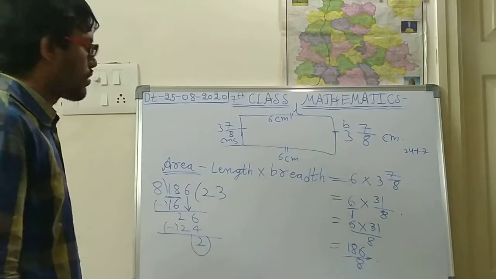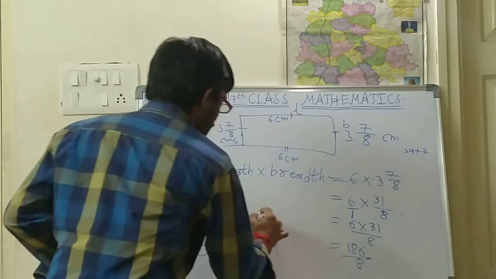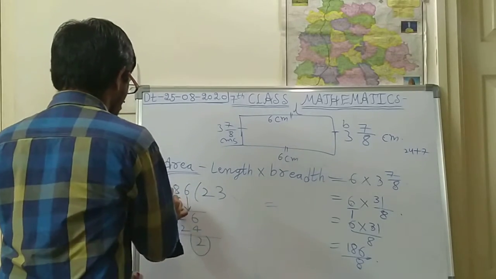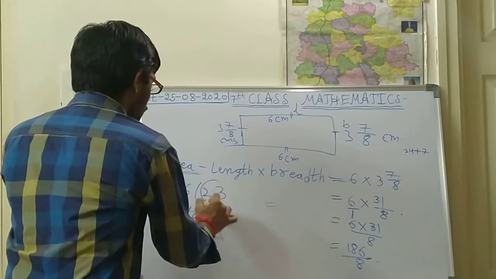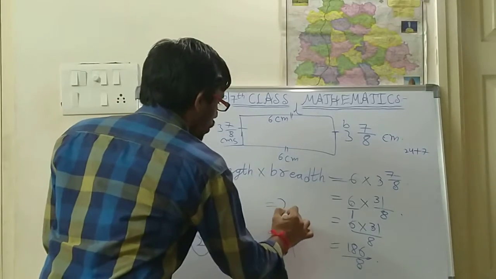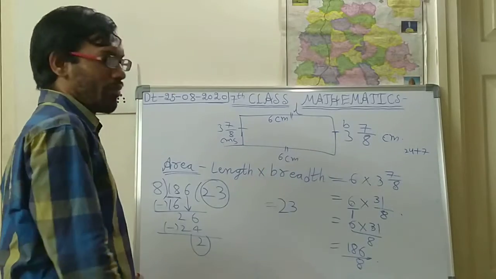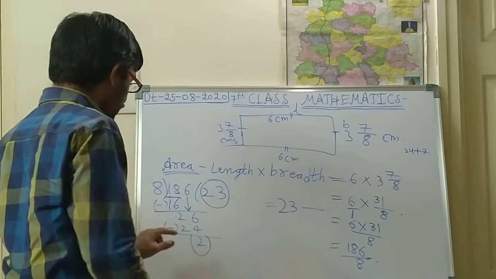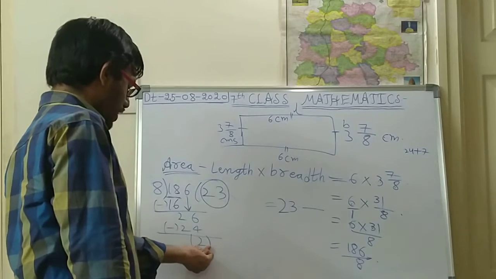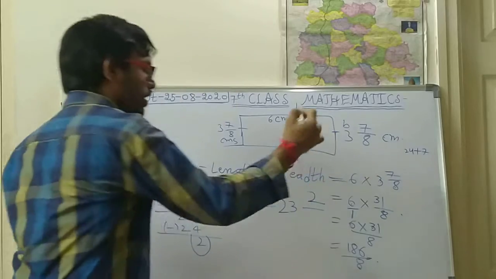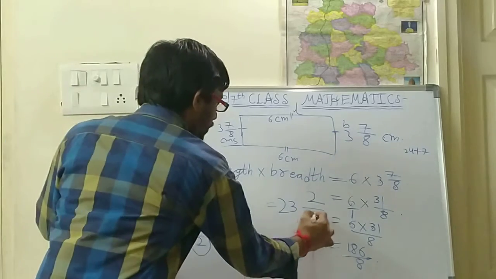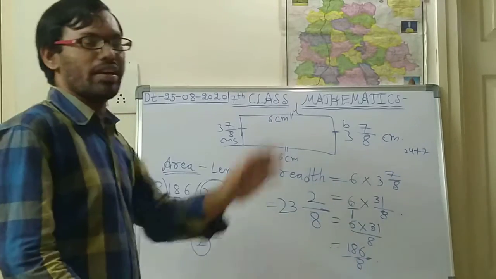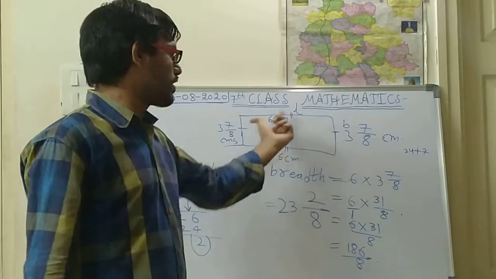So 2 is the remainder. Now you should change this into a mixed fraction. First of all, what should be the whole number? Whatever quotient we got should be the whole number. So 23 is the whole number. Next, the proper fraction: whatever remainder we got should be the numerator, and this divisor should be the denominator. So 23 2 by 8 is the area of this rectangle.